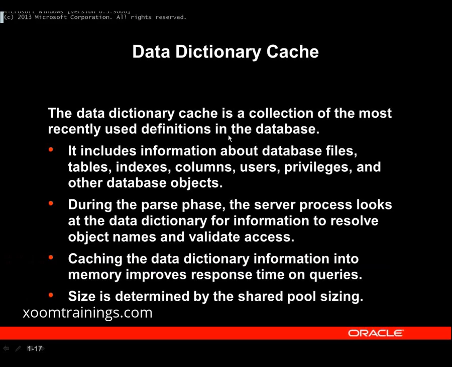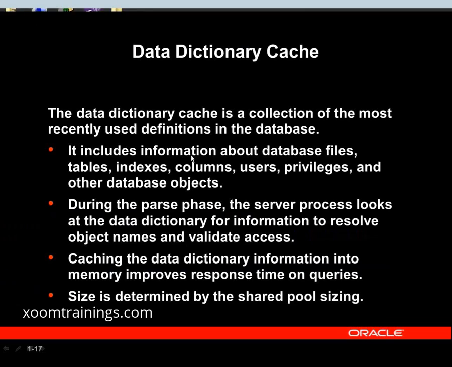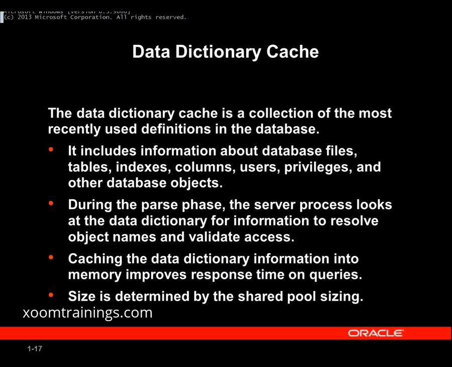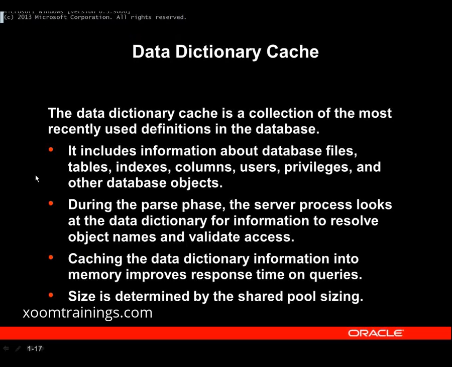The data dictionary cache is a collection of the most recently used definitions in the database. So it stores, as I said, constraint information, table information, user information, and all database information goes into the data dictionary.